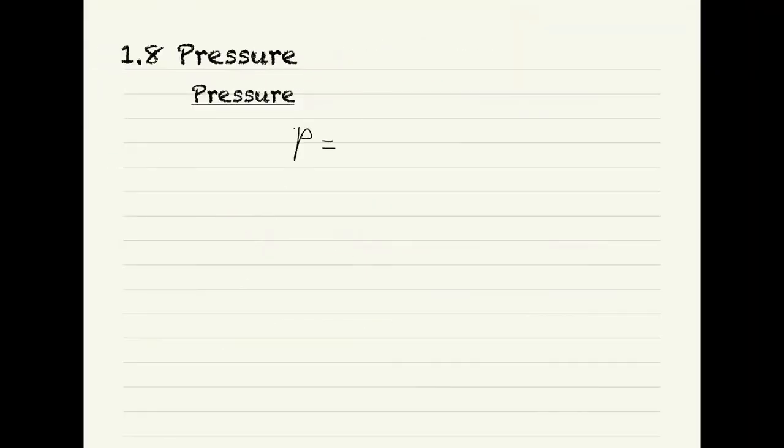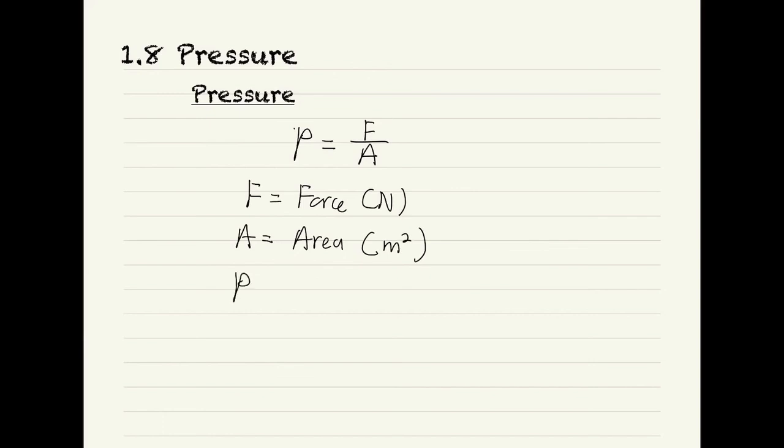P equal to F divided by A. F is force, Newton. A is area, unit is meter square. P is pressure, unit is Newton per meter square. But normally we will write it as Pascal.